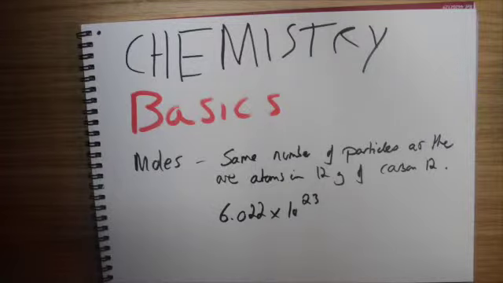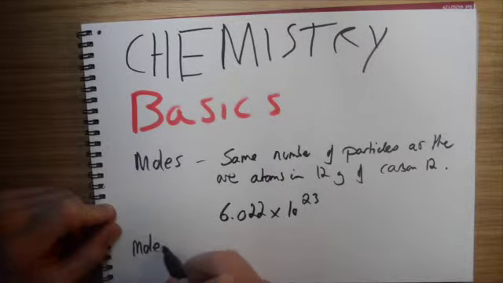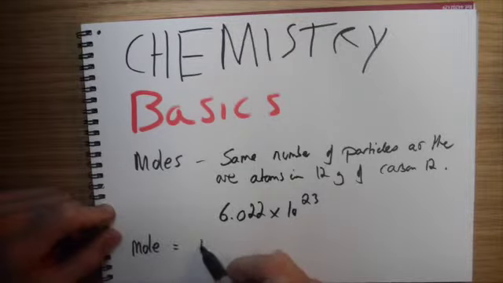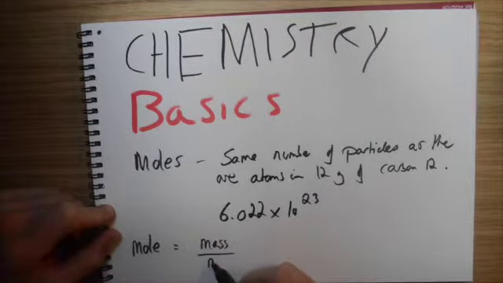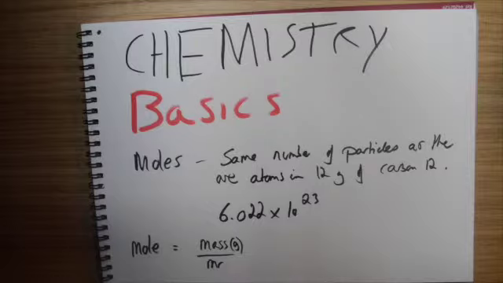Now, before I discuss what moles are useful for, I need you to learn and know these two formulas. When we're talking about solids, moles equals mass over Mr. The mass is always in grams, so if you've been given a mass in kilograms, always convert it to grams. There's 1,000 grams in a kilogram, so just divide by 1,000, or times kilograms by 1,000 to get grams. And Mr is the molecular mass.